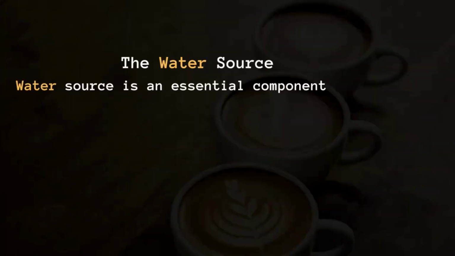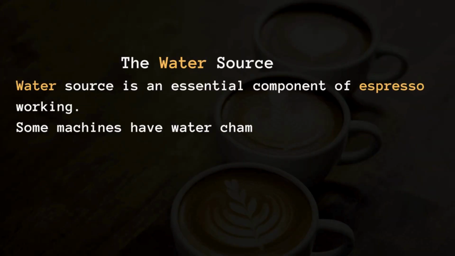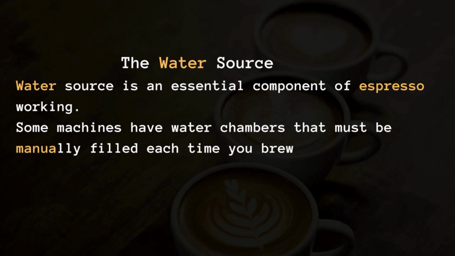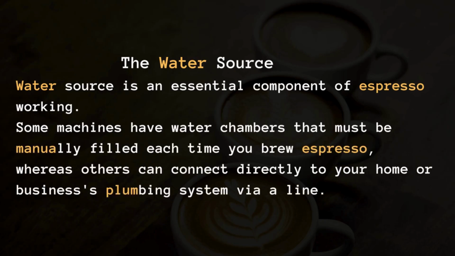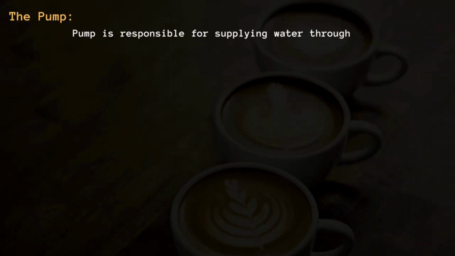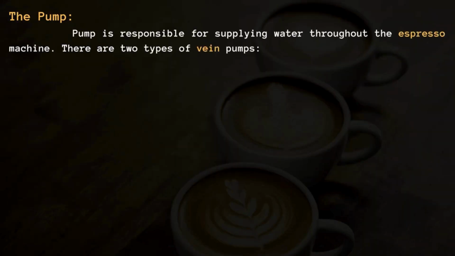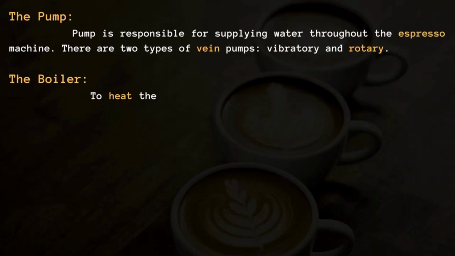The water source. The water source is an essential component of espresso making. Some machines have water chambers that must be manually filled each time you brew espresso, whereas others can connect directly to your home or business's plumbing system via a water line. The pump. The pump is responsible for supplying water throughout the espresso machine. There are 2 types of vane pumps, vibratory and rotary.